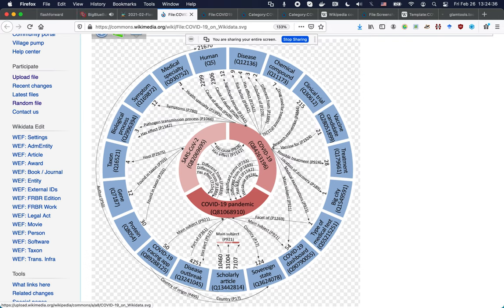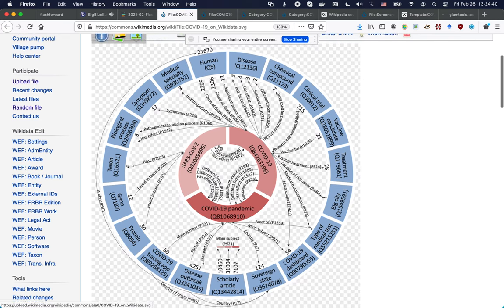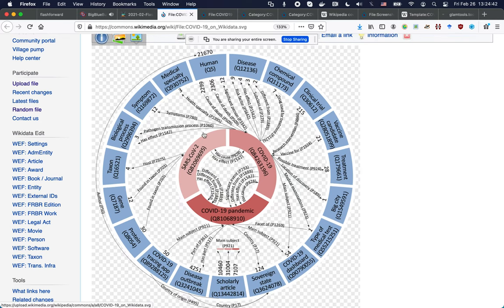And then of course, there's many more things that could be said about them. But what's interesting in terms of this particular visualization is that you can then go on and look at a number of other things that exist in the world and that relate to these three central elements of the Wikidata coverage of the pandemic. So for instance, we can look at humans.